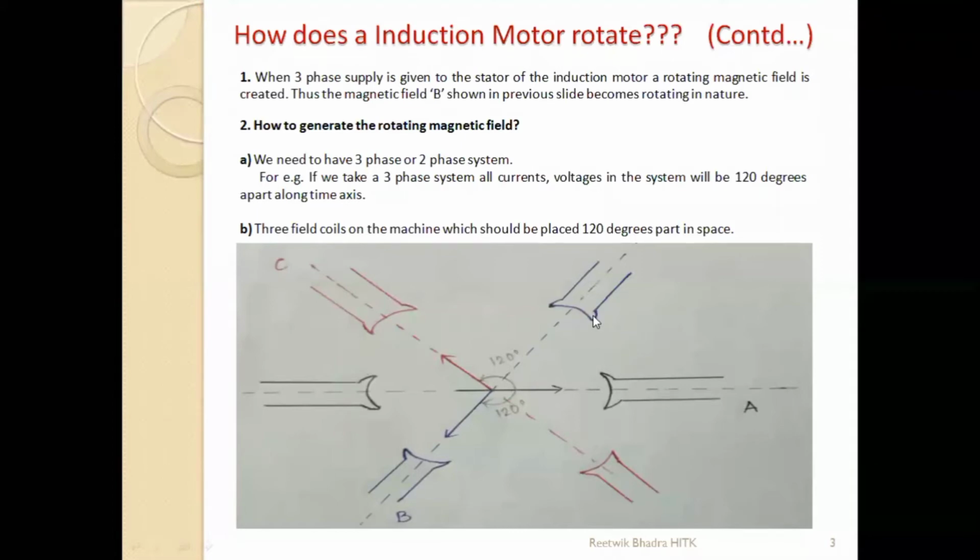Plus, your poles are situated 120 degrees apart. This is my reference pole, A pole. Then from here to this pole is 120 degrees. Then from this pole to this pole is another 120 degrees. So in this case, my electrical and mechanical angles are both equal to 120 degrees.